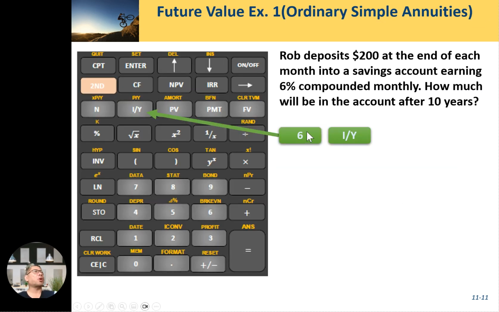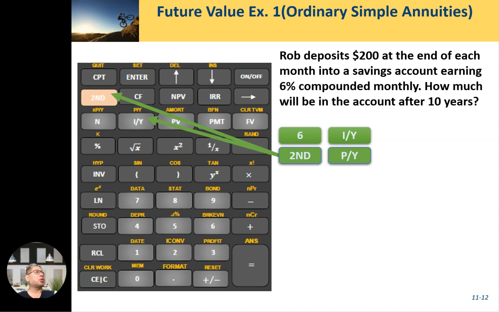So Rob deposits 6 EY. Remember, 200 at the end of each month. So you're going to key in 6 EY. And then second PY, which is the yellow one here. Second PY, EY.